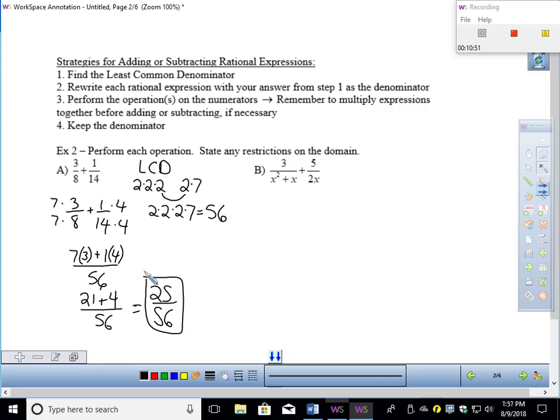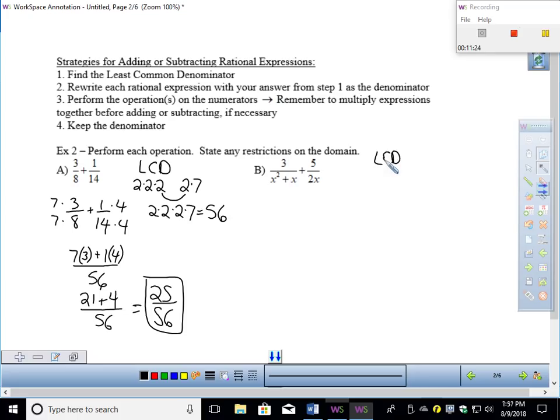Awesome. Now, that's a very concrete example, one you've seen probably many, many times before. Notice the process that I took. LCD, rewrite, what did I do, and then simplify. I'm going to try to keep it exactly the way I did it in example 2A as we move into the more abstract part, which would be 2B and 2C. So with that said, let's go get them. So off to the side.